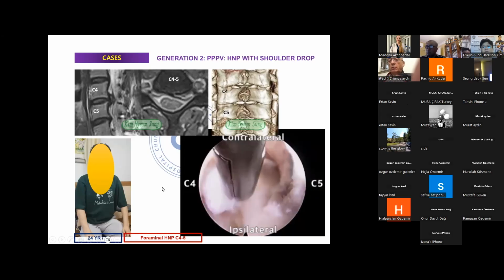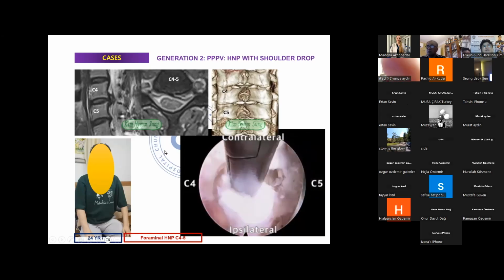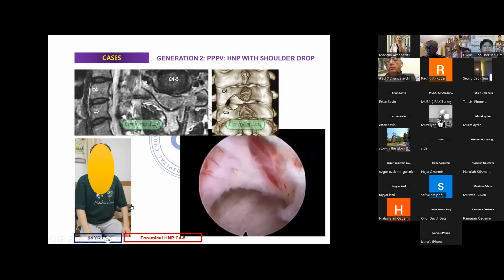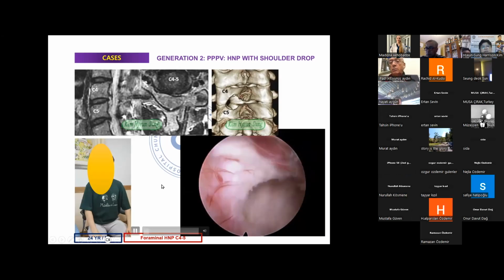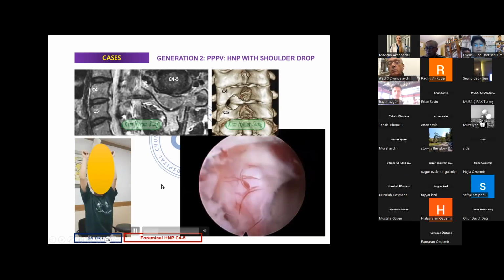Huge disc here. And this is post-operative, and 3 months later, the patient's shoulder drop recovered completely now.